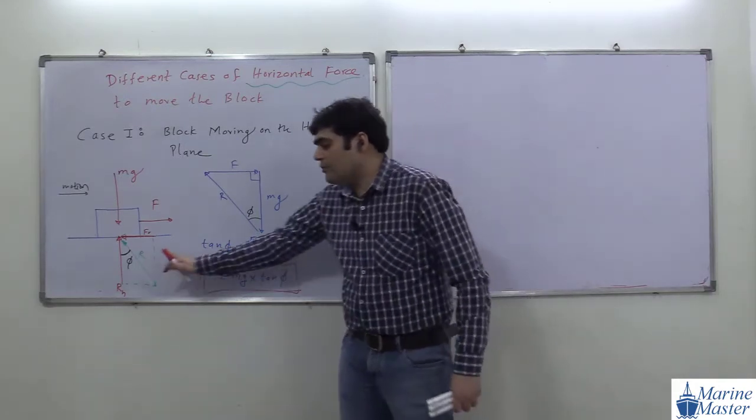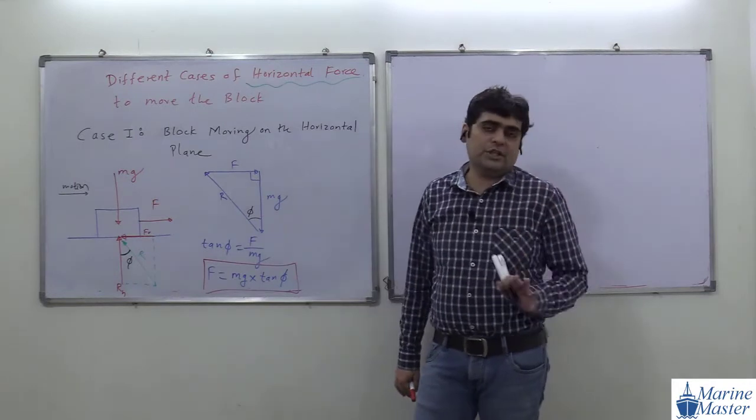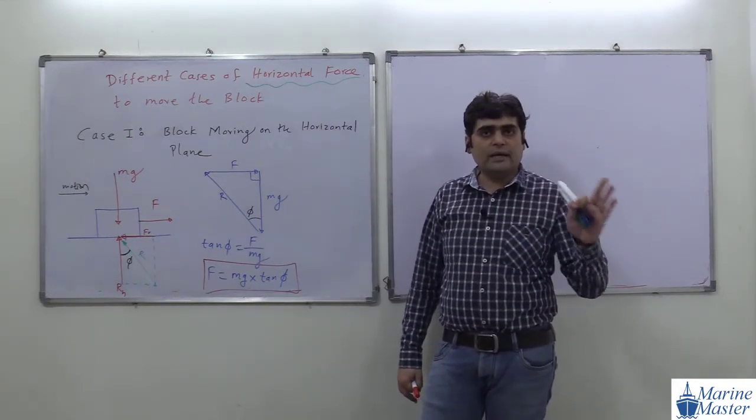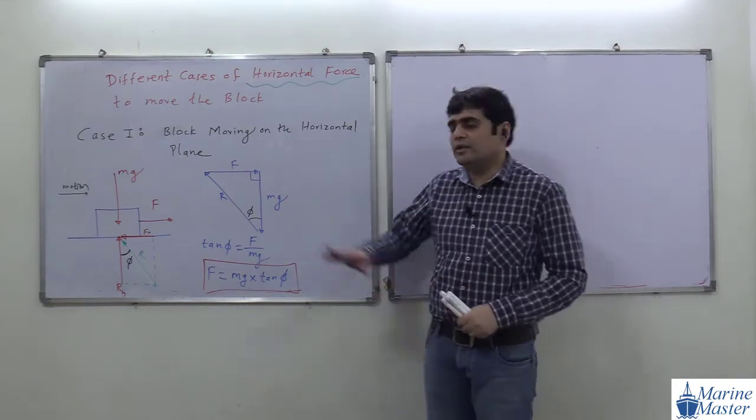And what is the meaning of phi? Phi means angle of friction. And how to get phi? We studied phi means tan inverse of mu. Any doubt in this discussion? Any doubt in this case 1?